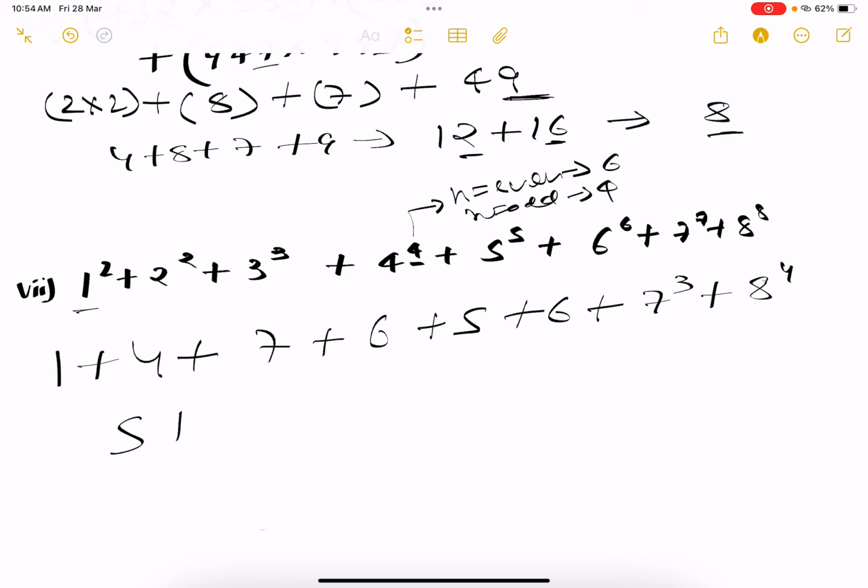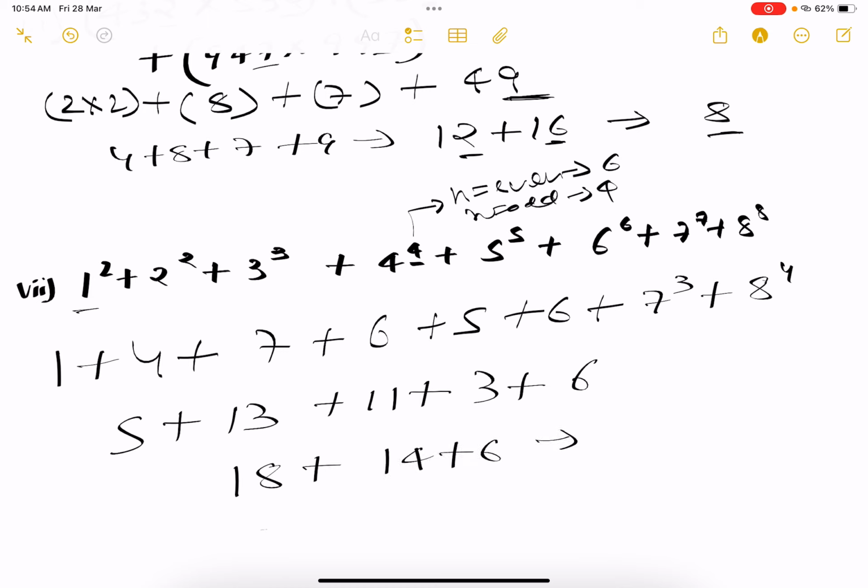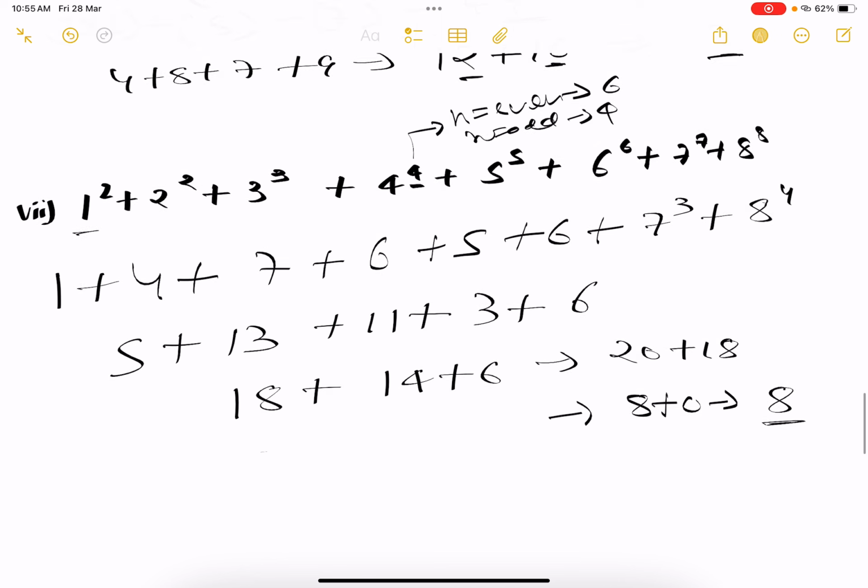So this would be 5 plus 13 plus 11. And 7 to the power 3 would give me 3 only. And 8 to the power 4 would give me 6. Okay, the unit digit would give me 6. So it is your 18 plus 14 plus 6. Okay, so it is your 20 plus 18. So it is 8 plus 0. So your unit digit would be 8. Okay, getting?